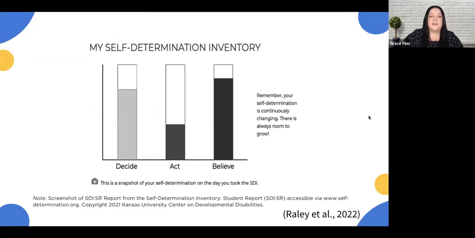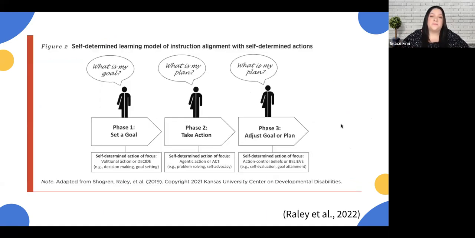So he starts out by giving Isabella a self-determination inventory, and we can see here that it's broken down into 3 categories: decide, act, and believe. And we can see here in this chart that Isabella can decide really well for herself and really believes in herself, but might need a little support in actually acting on her goals.